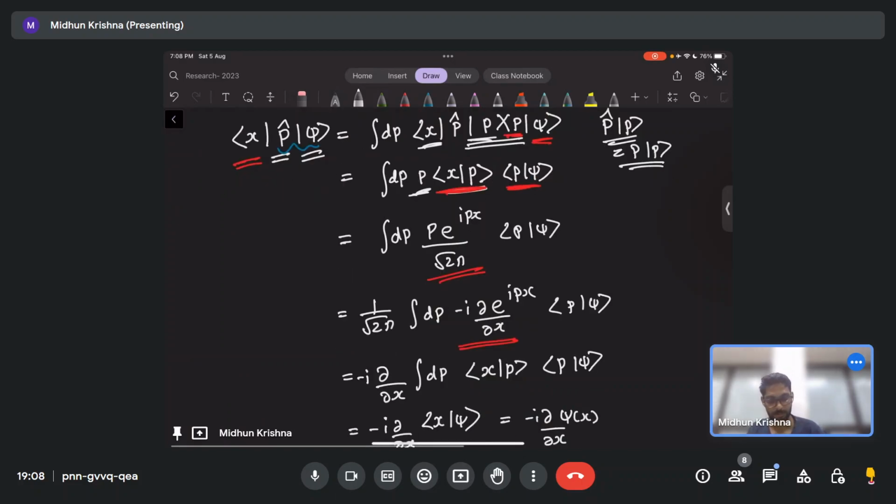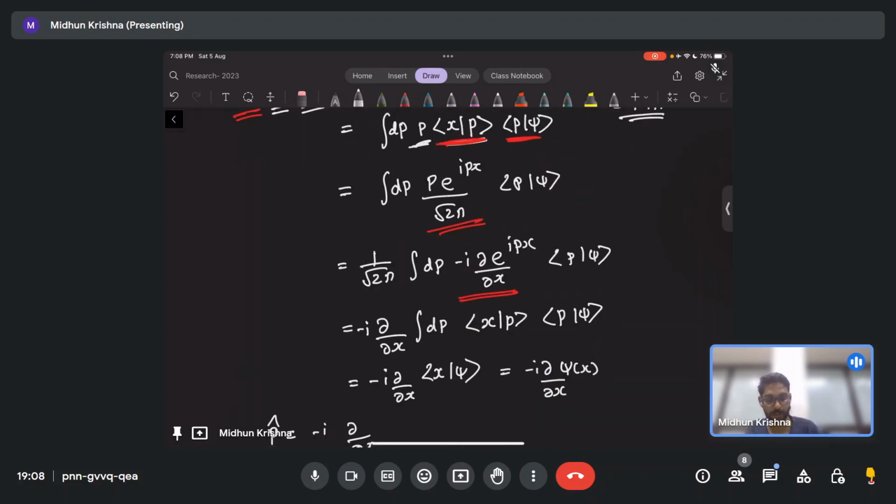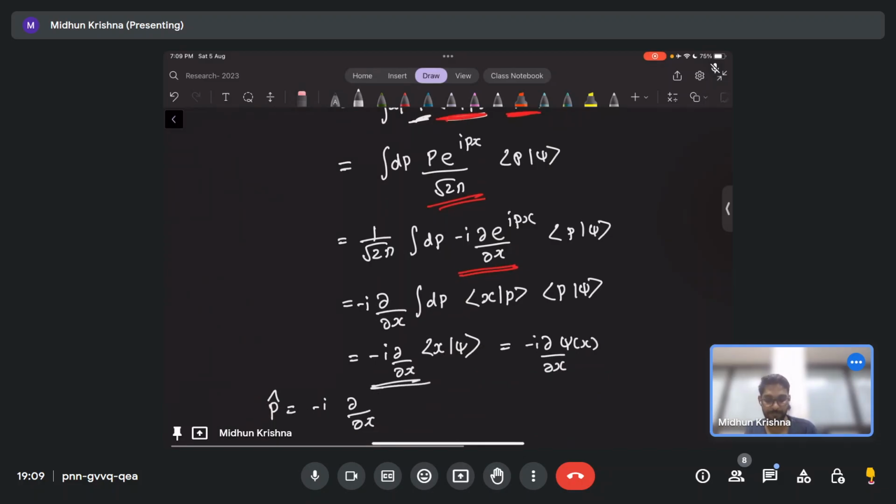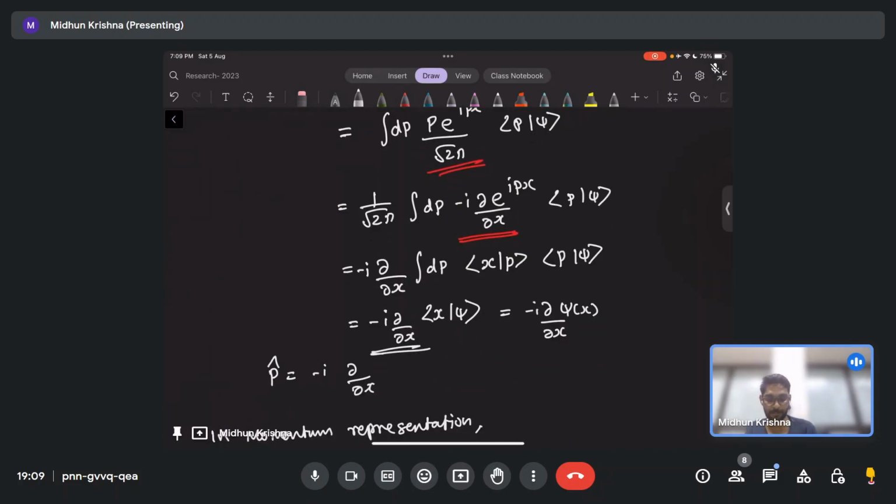Now I just pull out the i. The integral is over dp, so x doesn't have anything to do with it. They're independent, so I can pull the dx outside. What is left inside is basically the position representation of the state. So what we got is minus i, and the action of p on the state in the x basis is basically this. Hence, we can say that in the position basis, momentum looks like this: minus i dou by dou x.